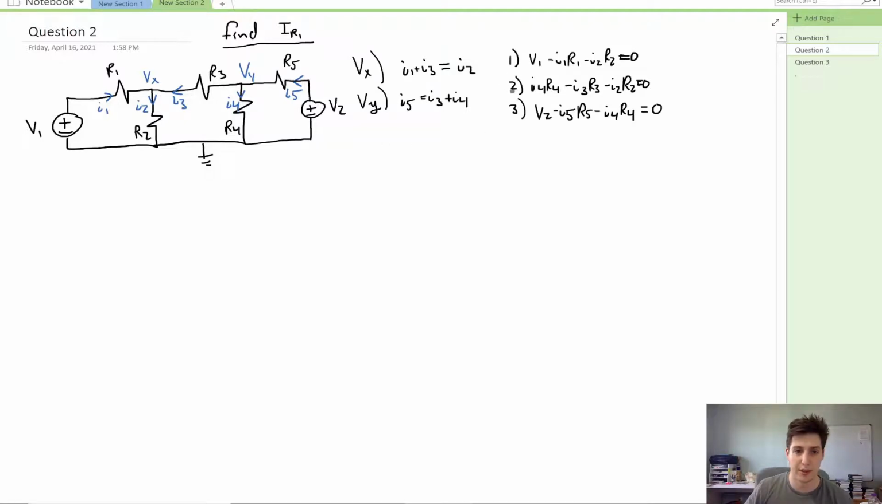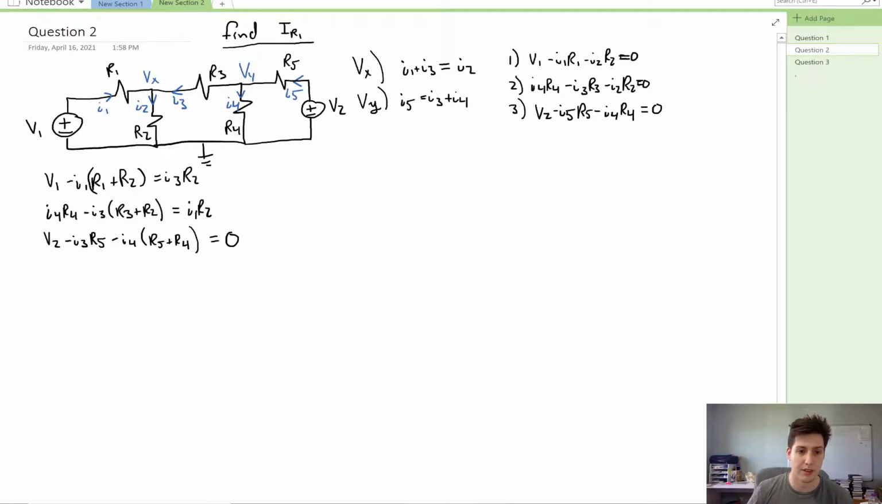For the second equation, we will be going counterclockwise through this loop. We could go clockwise, it does not matter, but we will have I4 times R4. Remember, we get the negative sign because our current's going in the opposite direction, hence why it's positive over here. So we have I4 times R4 minus I3 times R3 minus I2 times R2 equals 0.